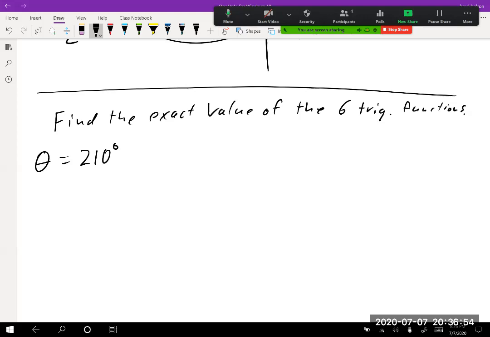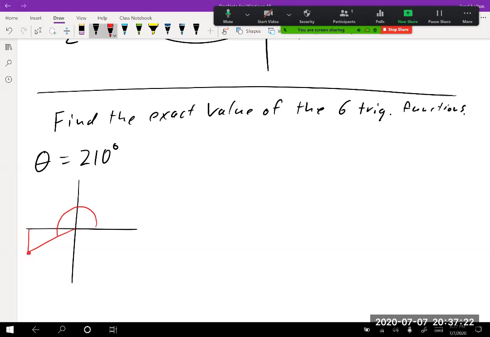So what you always do first is find out where 210 degrees is at. From here to here is 180. From here to here is another 30. Now that almost looks like 45, so from here to here I need another 30 degrees. So that's my angle right there. Now I'm going to draw my triangle from there.